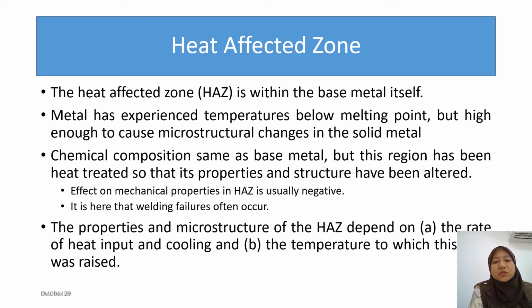The properties and microstructure of the heat affected zone normally depend on the rate of heat input and cooling, and the temperature to which it was raised. So why does the heat affected zone normally become the negative point for the mechanical properties, where welding failures normally occur? Because when the heat affected zone receives the heat, it will dissolve most of the phases which initially appear in the unaffected base plate.